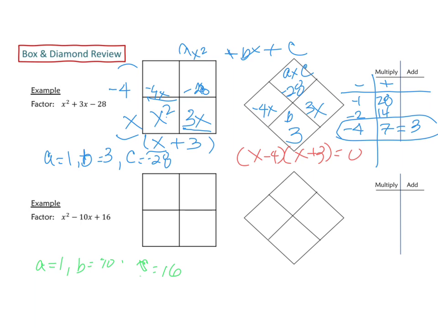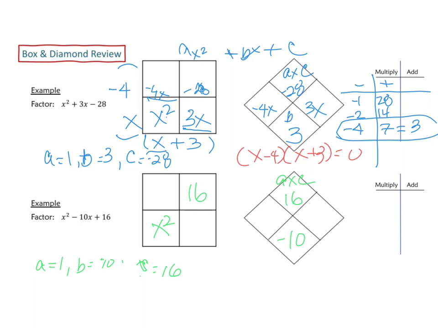All right. Well, we can put our x squared in the lower left-hand corner, and we can put our C term in the upper right-hand corner. We know that at the top of our box and diamond, it's A times C. Well, 1 times 16 is 16. And B goes in the bottom, it's negative 10.